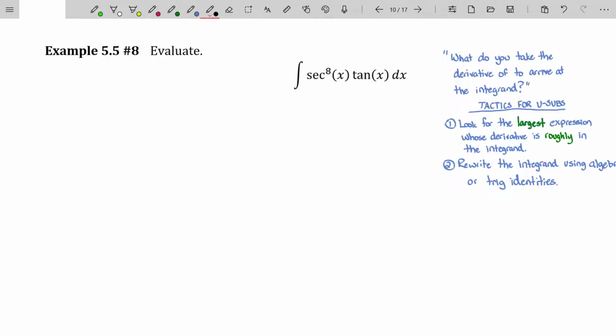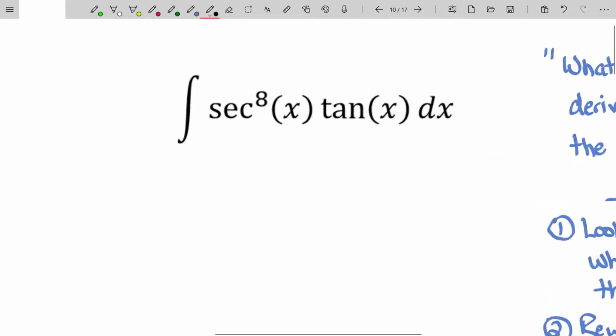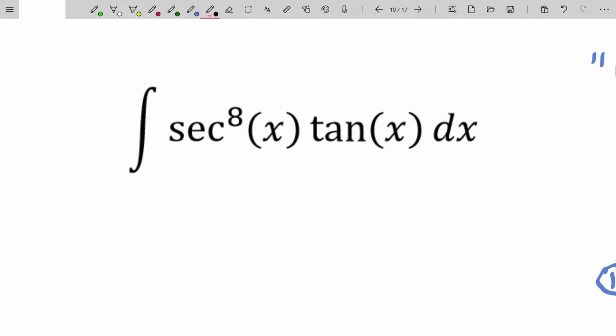Evaluate the integral of secant to the 8th of x times tangent of x dx. This is, again, a really good problem that can be done several ways. So the first thing I'm going to look for is the largest expression whose derivative is roughly in the integrand. Now, if you take a look at this, you have a couple functions there, right? Secant to the 8th and a tangent.